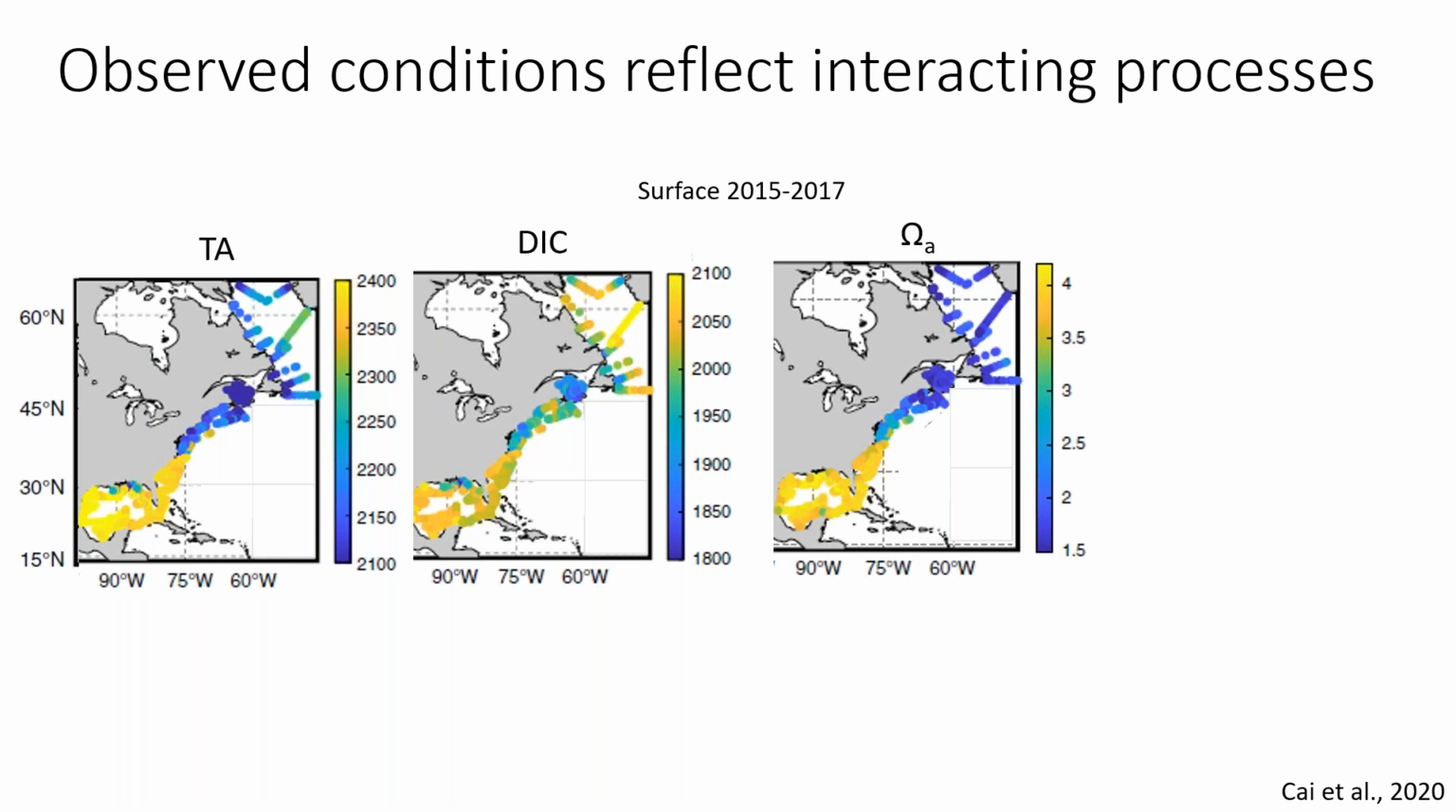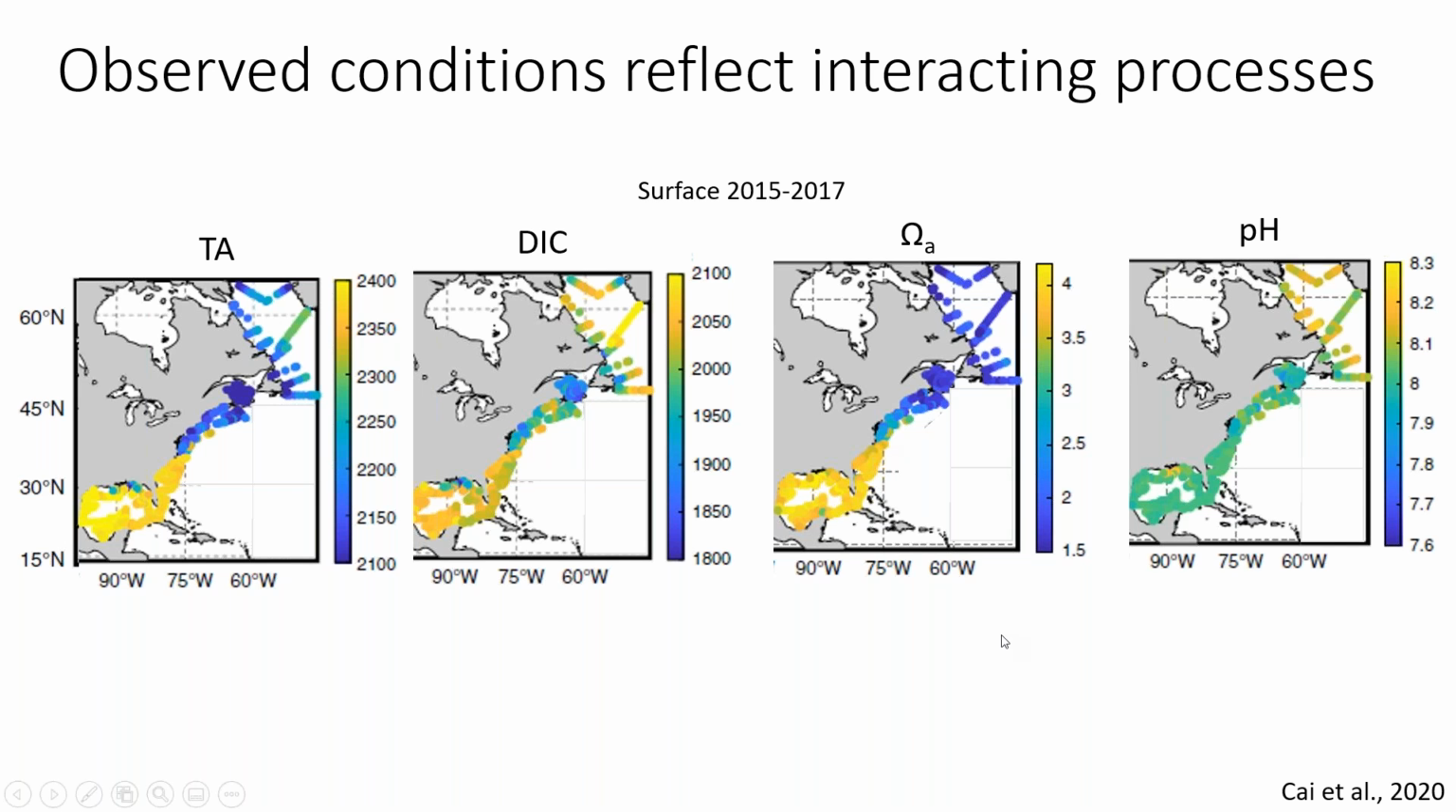Aragonite saturation state is inversely proportional to the DIC to total alkalinity ratio. And so it also has a sharp gradient along the coast, changing abruptly at Cape Hatteras. pH, on the other hand, does not show this latitudinal gradient.